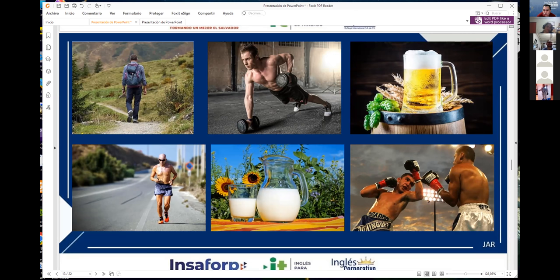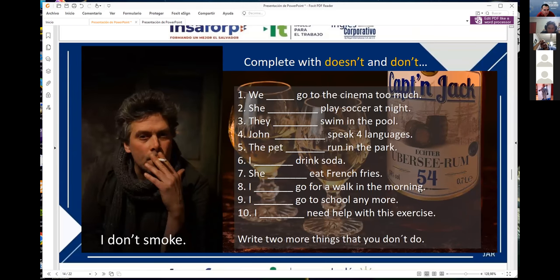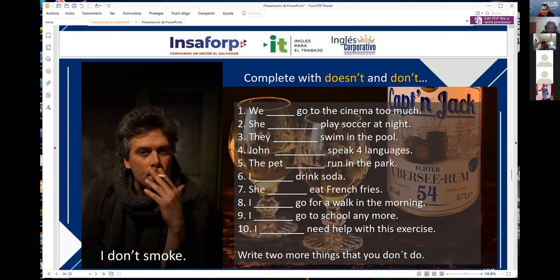Okay. Do you practice boxing? I don't practice boxing. No, no, no. Okay. Only in real life. No practice. Only with my mother-in-law, he says. We box. Okay. Let's do it. We're going to go to the groups and we're going to complete using doesn't and don't.